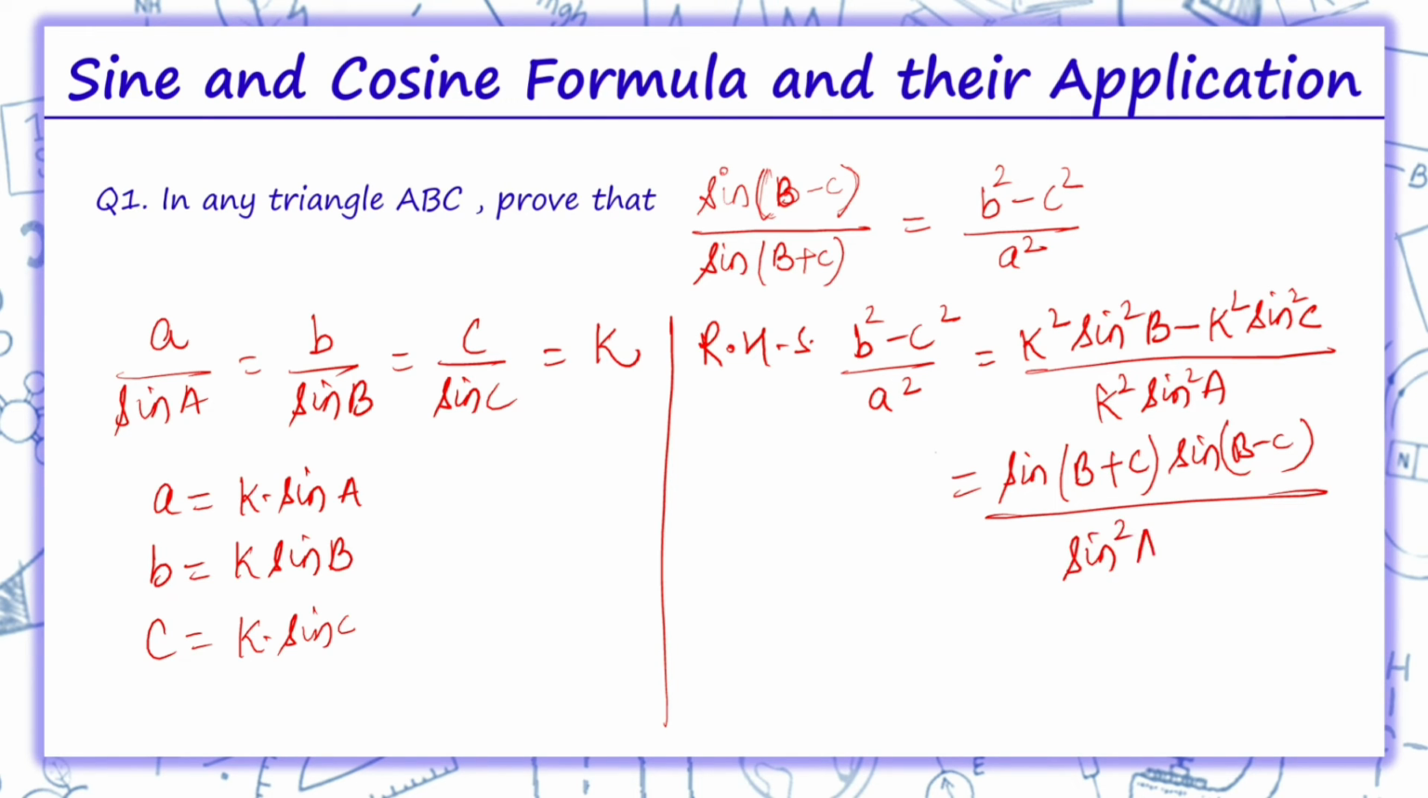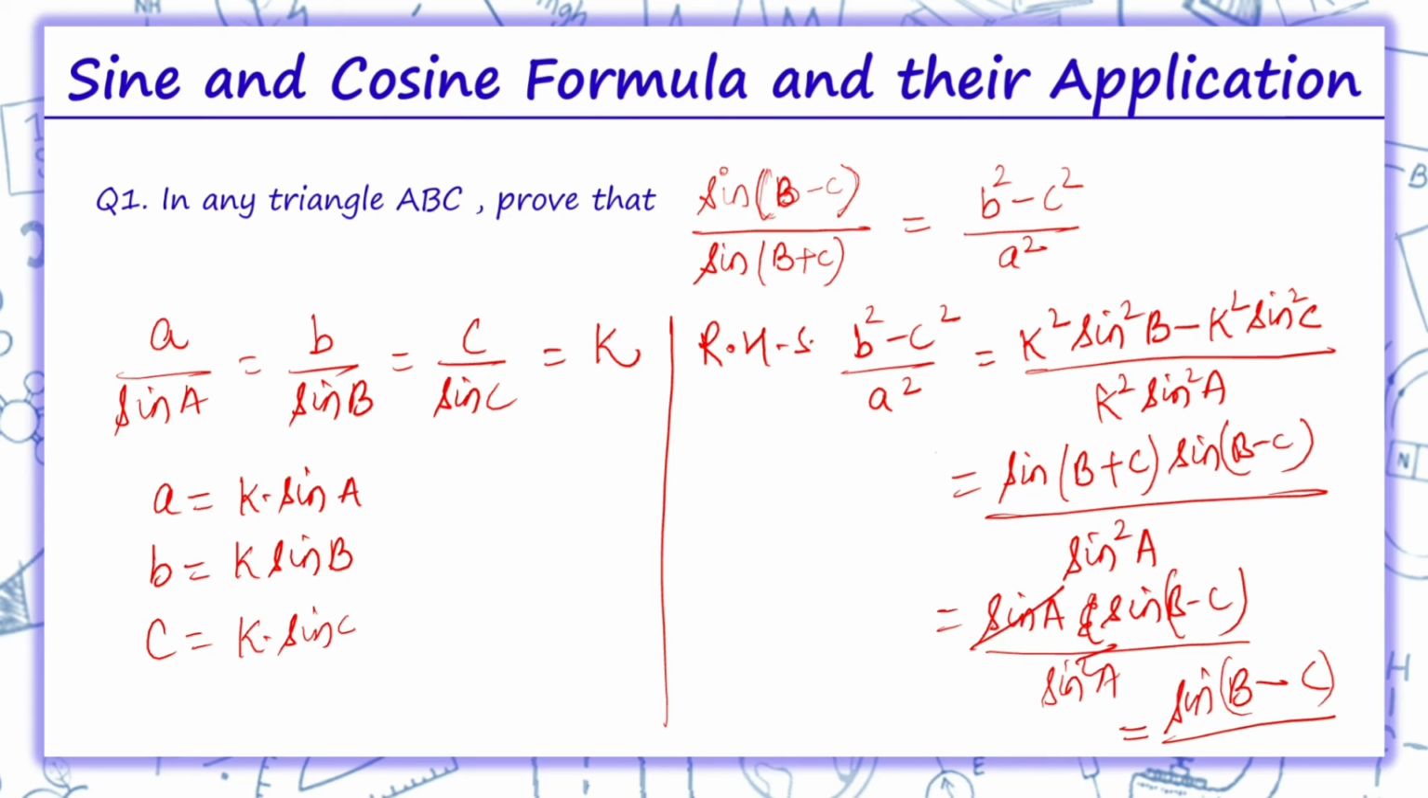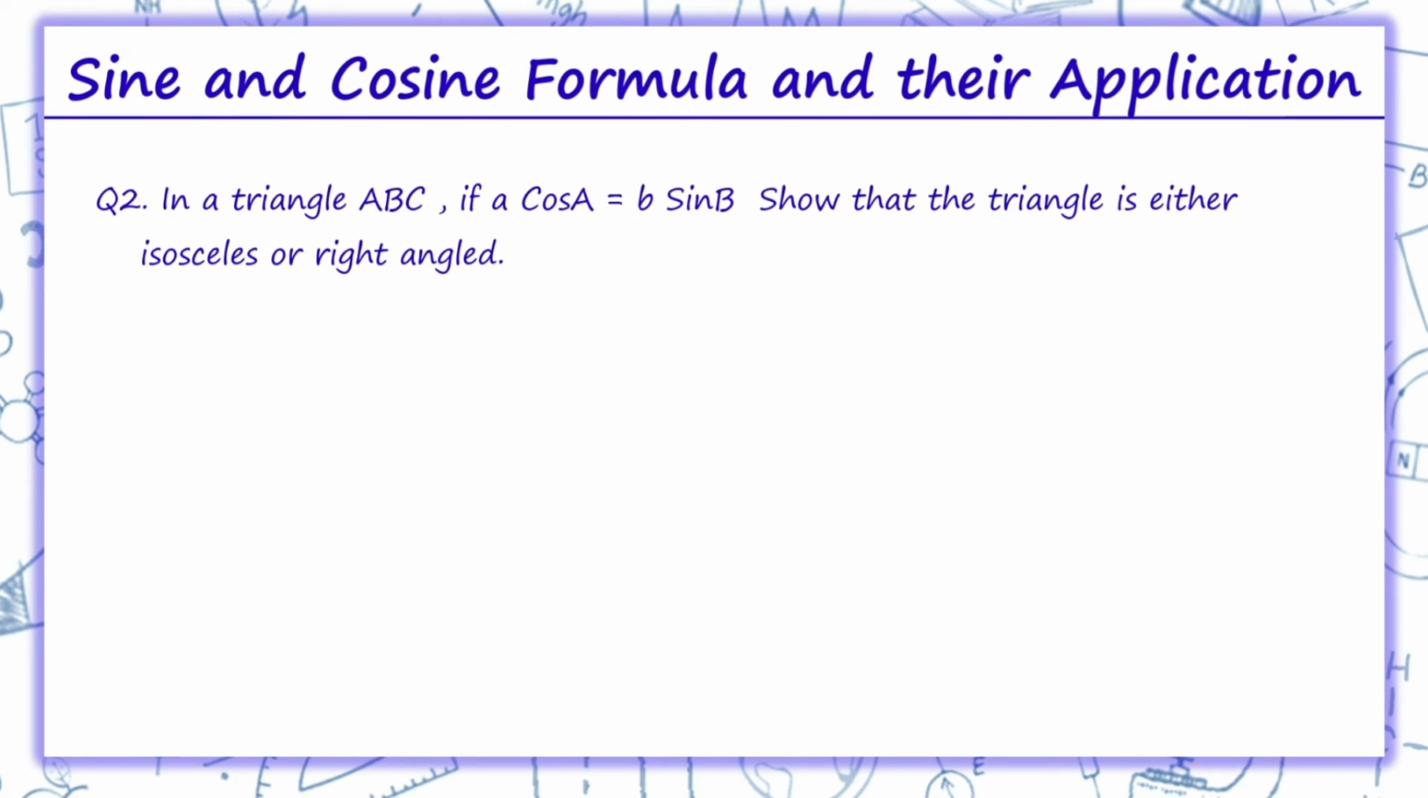And in the denominator we have sine square A. Now as we studied, sine B plus C can be written as sine A into sine B minus C upon sine square A. So this square and this sine will be cancelled out. Then again sine A will be written as sine B plus C. Thus here we got sine B plus C. So this is how we can prove using sine formulas.